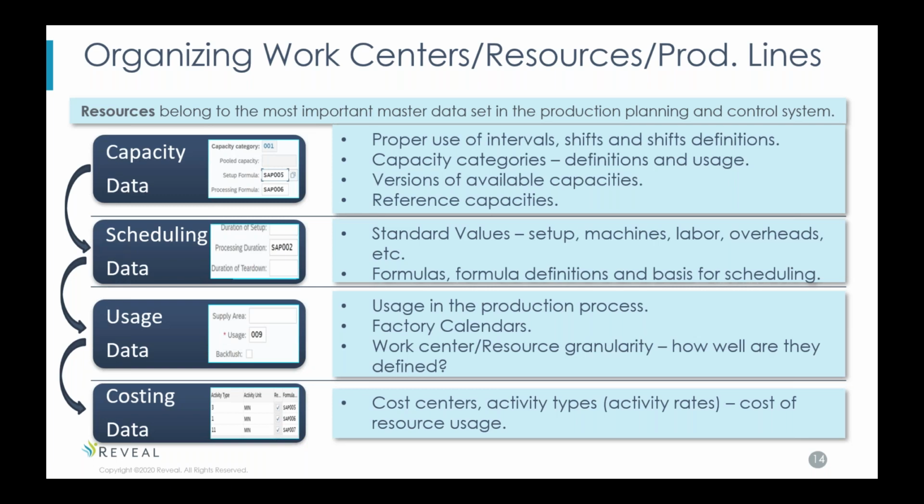Do they operate according to the plant calendar, or should you be managing this with a different factory calendar? Are the formulas that you have maintained correct? Have they been defined correctly? What is the basis for scheduling? What is the basis for calculating your capacity loads? How will your activities be costed? Are the activity types for the cost centers defined and maintained correctly?